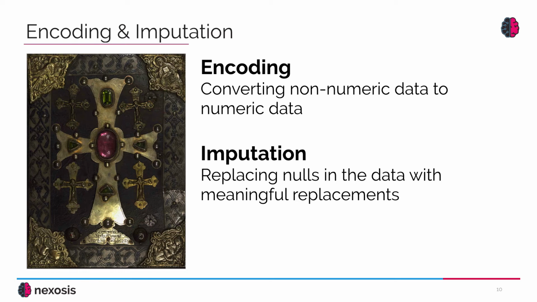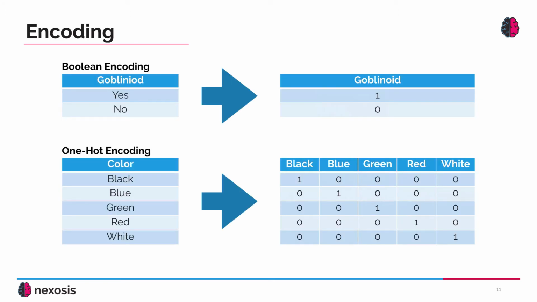Encoding is actually not that complicated. I've got a couple simple examples of encoding here. The first one's a Boolean. Encoding a Boolean is something we've been doing in computer science since, well, the beginning. Here we've got an example where we say, is it a goblinoid or not? If it's yes, that'd be a true, so we put a 1. If it's false or no, we put a 0.